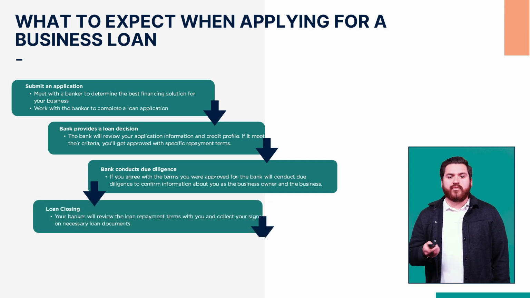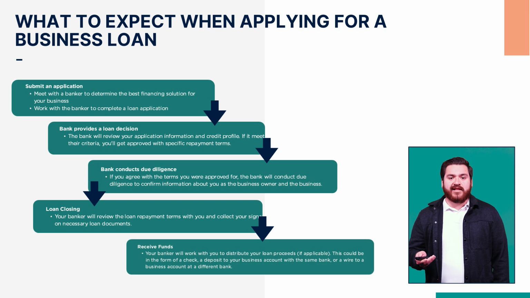Next, the lender will review the loan repayment terms with you and conduct signatures for the loan documents at what is called loan closing. Finally, after you have signed the loan documents, the lender will work with you to distribute the loan proceeds in the agreed upon method. This could be a check or a direct deposit to your business bank account.